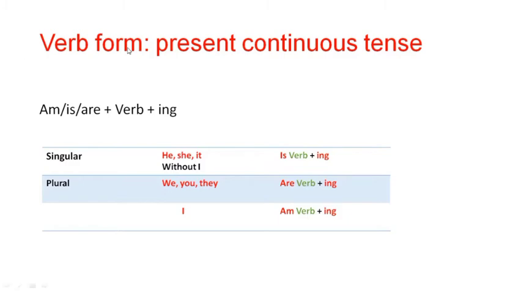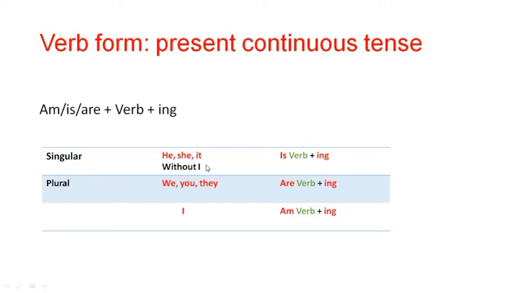In the same way, for present continuous tense, you have to add ing. It is not only for present continuous tense, but also for past continuous tense as well as future continuous tense. For all the continuous tenses, you have to write verb plus ing. So here you have to write am or is or are, plus verb and ing. For singular, what are the singular pronouns which I said? He, she, it. For singular you have to write is, is verb plus ing.